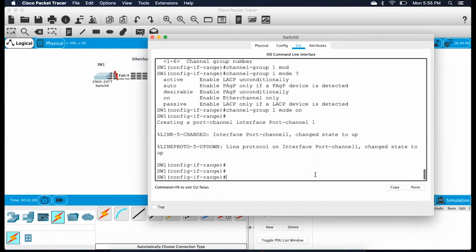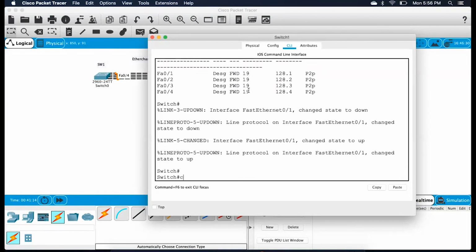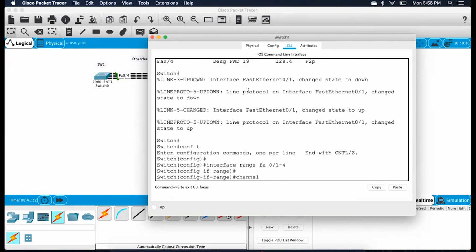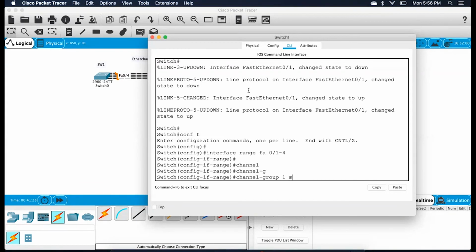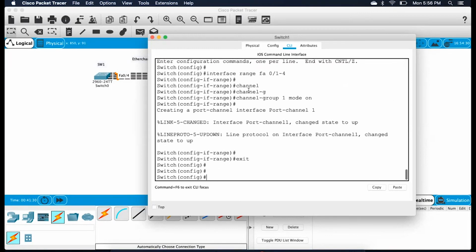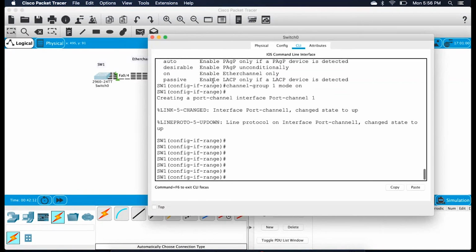Then you go on the other end as well and say conf t, interface range fa0/1 hyphen 4, channel group 1 mode on. And once you do that, you can see that the links will go down and it will again come up. After fast forwarding, you can see over there that now all the links are green. You see that? And then if you check, do show spanning tree, you can see that there is just one link which is called port channel 1.